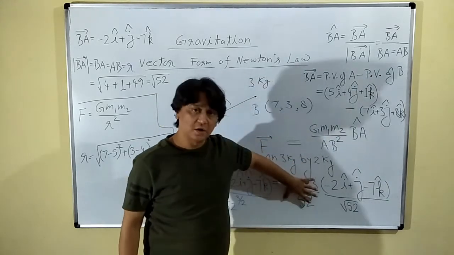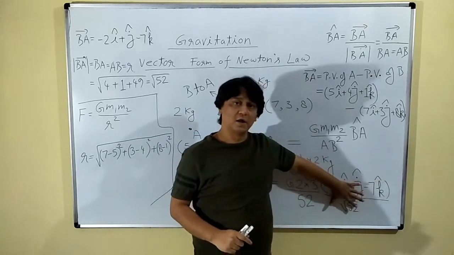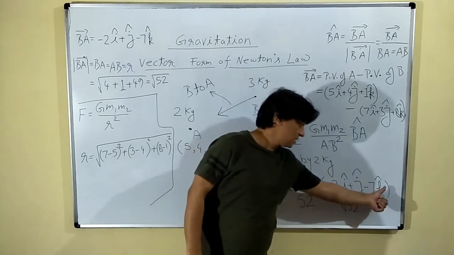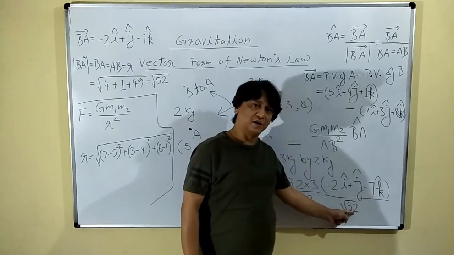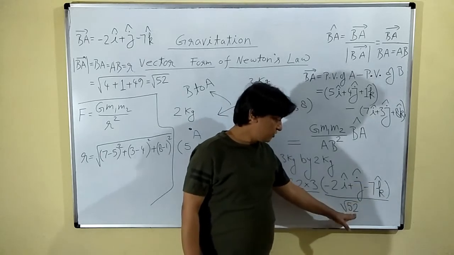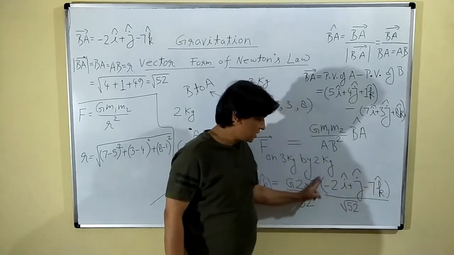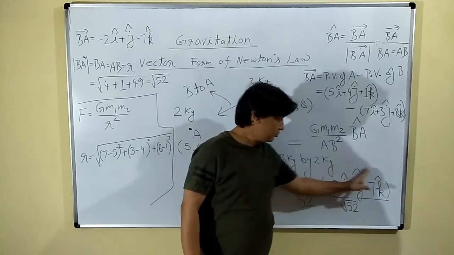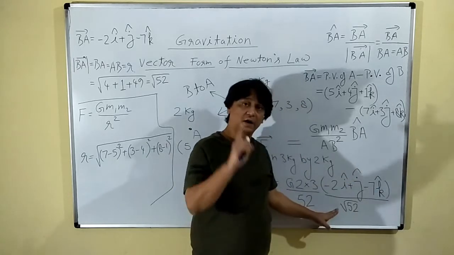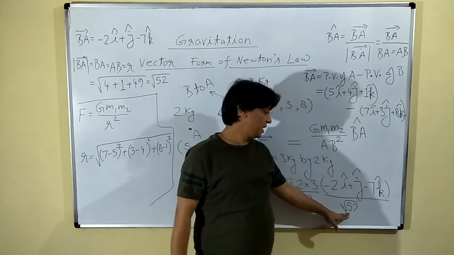This much part is your magnitude. What is the directional part? Here is the directional part. What is direction? Unit vector. How do we get a unit vector? Vector divided by its own magnitude. So when you divide this √52 by √52, look here, what is the magnitude of this whole thing? 1. This whole thing is your unit vector.